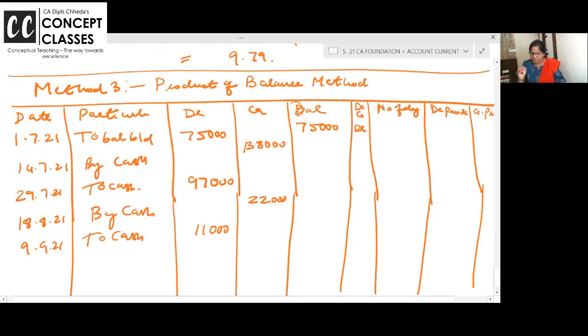I hope that is clear. Now credit 1,38,000 minus 75. Why did we do minus? Is it clear? 63,000 credit. 75 was debit, now 63 credit. After 63 credit, again 97 was withdrawn by you. So 34,000 debit.